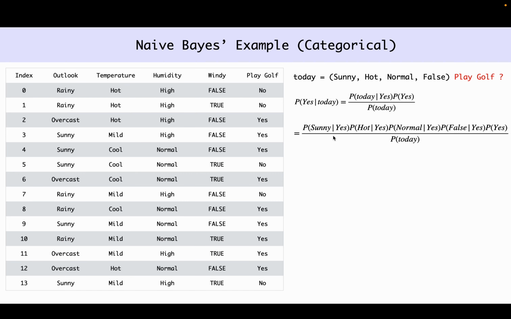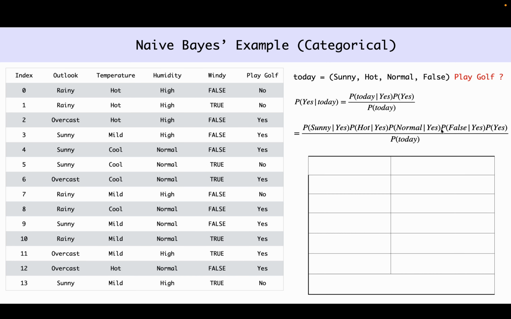In order to do that, first let's compute the likelihood function. Today contains 4 features, and we assume that they are conditionally independent, so we can write it in the form of a product, and this is the prior probability. Let's compute each of these and thereby decide.